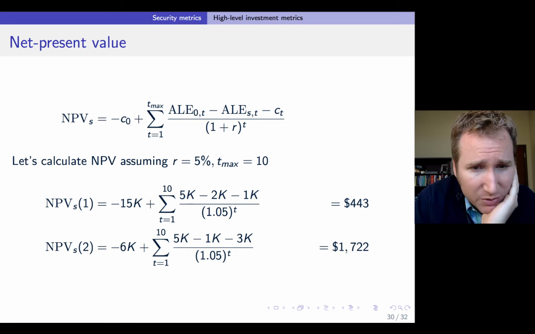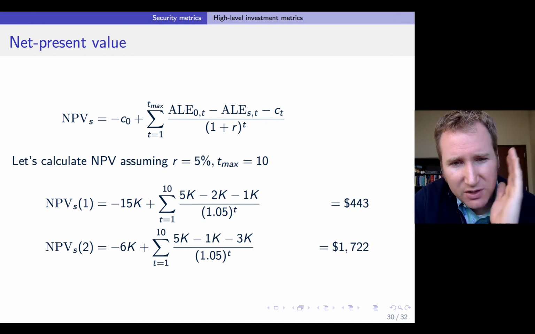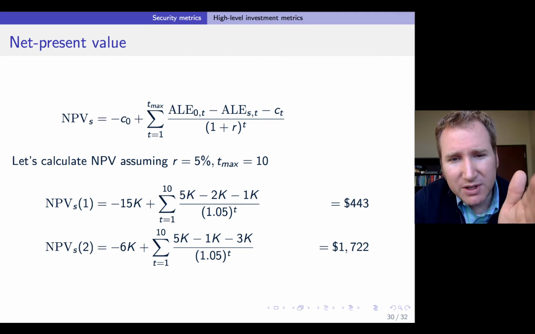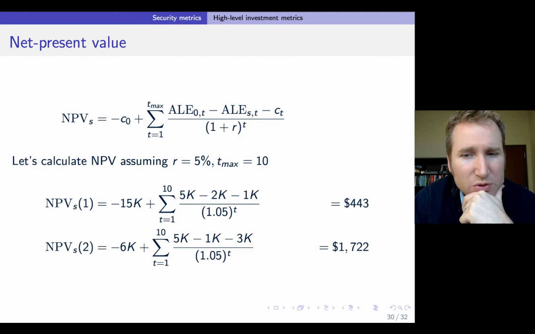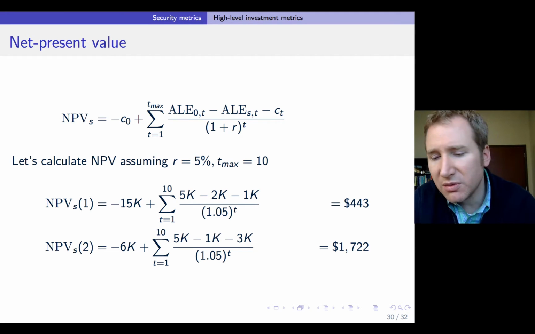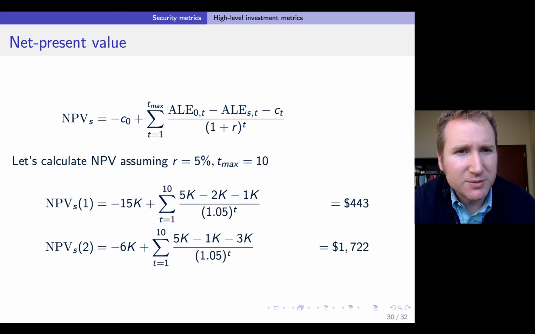So for option 1, it's a $15,000 initial outlay, sum from years 1 to 10 of the expected net benefit each year, which for option 1 is just $2,000, divided by this discount rate, and you compare that to the second case. And what you see here is that the roles are reversed. The net present value of the user training actually is higher. So it contradicts what we saw with the expected net benefit calculation.